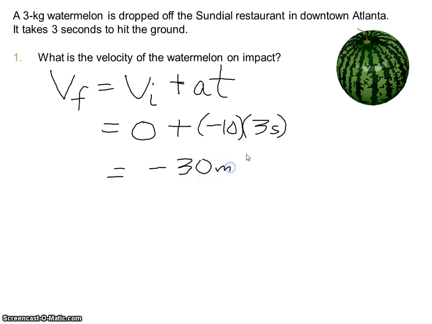Now if we were talking to somebody, we wouldn't say that it's negative 30, but the negative implies that the object, the watermelon in this case, was falling in a downward velocity, and therefore we have the negative sign. Eventually, we might have problems where things go up and down, and so we'll have positives for an upward direction and negatives for a downward direction.